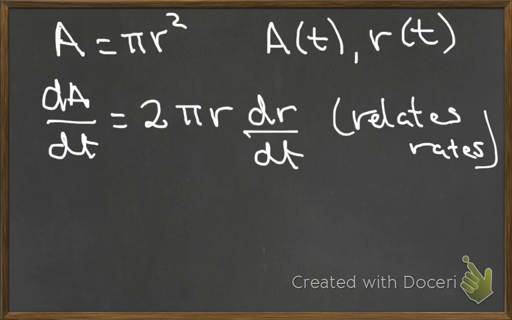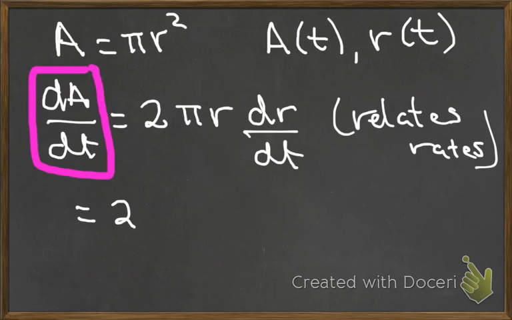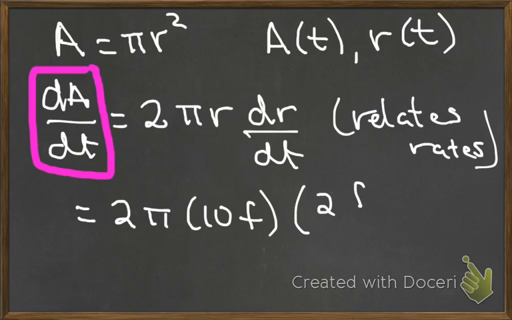Okay, so I've already solved for the unknown rate. This problem was rather straightforward in that regard. dA/dt is what I'm looking for, and so I can plug in on the right-hand side. Make sure I put in my units. So this is equal to 2 pi, r was 10 feet, and dr/dt was 2 feet per second.